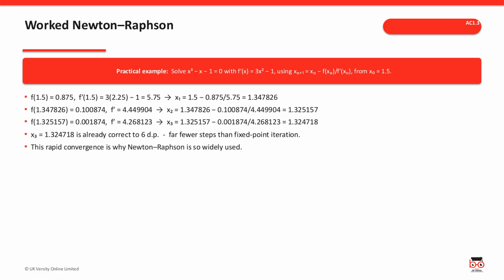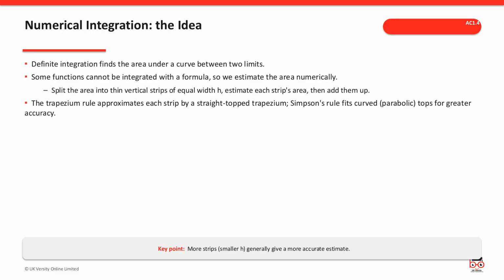With f of x equals x cubed minus x minus 1, the derivative f dash of x is 3x squared minus 1, and we start from x naught equals 1.5. Now f of 1.5 is 0.875, and f dash of 1.5 is 5.75, so x1 is 1.5 minus 0.875 over 5.75, which gives 1.347826. Repeat, and x2 comes to 1.325157, and one more step lands on 1.324718, already correct to 6 decimal places. That's far fewer steps than fixed point iteration needed, which is exactly why Newton-Raphson is so widely used. Let's switch from finding roots to finding areas.